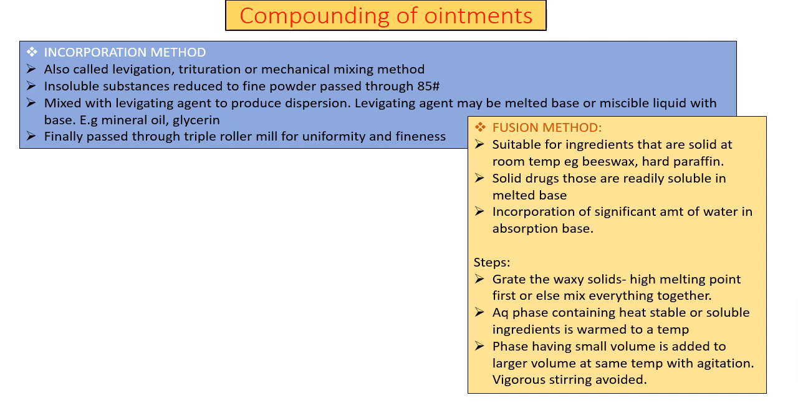Fusion method is basically suitable for ingredients that are solid at room temperature. So the ingredients used in the fusion method should be solid at room temperature. Again, the important part here is the examples: beeswax and hard paraffin. Beeswax and hard paraffin are used to make ointment bases by the fusion method. Don't forget this. The only thing we need to remember from the fusion method entirely is the name of the bases. Beeswax and hard paraffin are used to manufacture ointments via the fusion method.